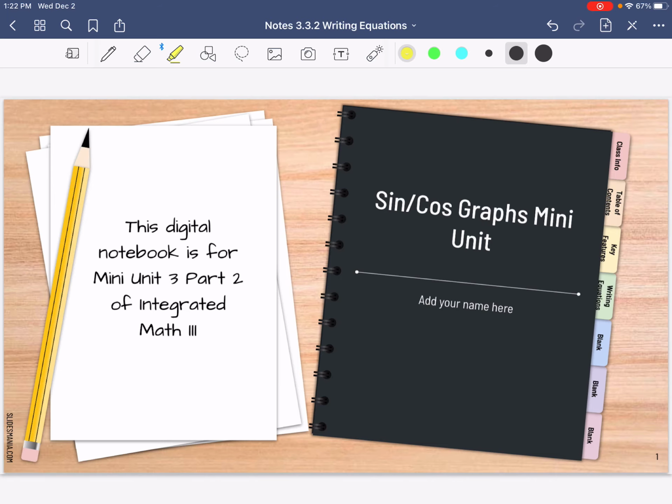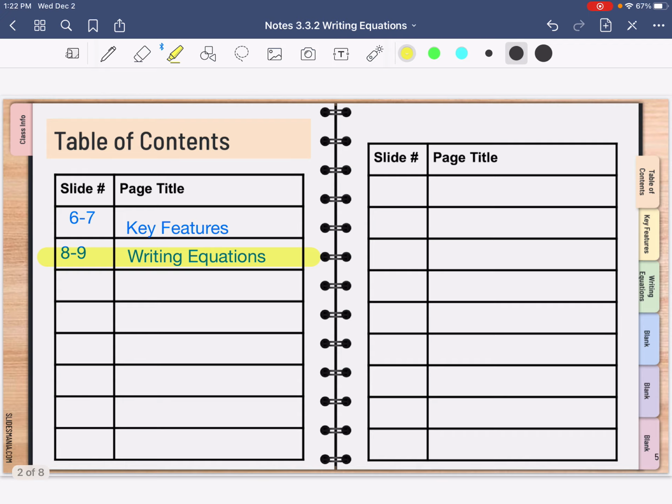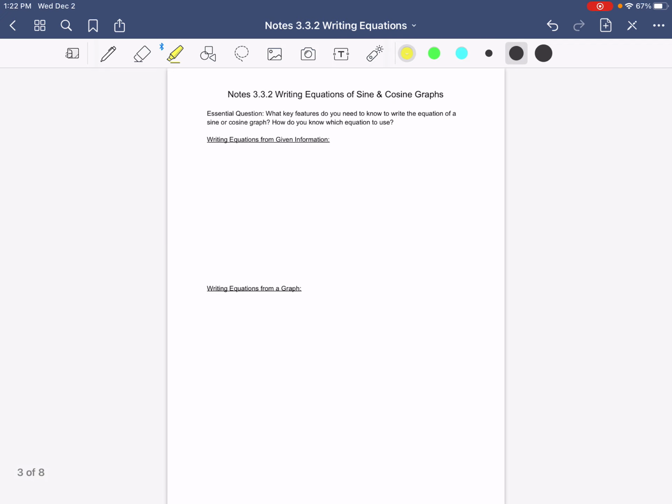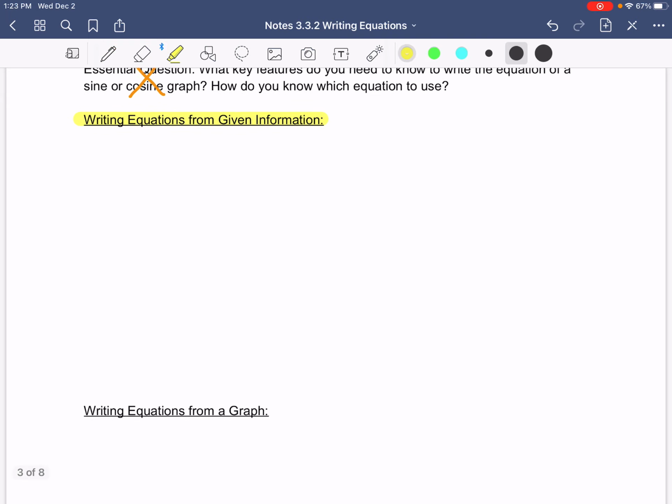Hey guys, these are our notes about writing equations of a sine and cosine curve. Table of contents, slide 8 and 9, just writing equations. At the top of your paper, you can put your title. You don't have to write down your essential question, but we want to be able to answer what key features do you need to know to write the equation of a sine or cosine graph, and how do you know which equation to use. Go ahead and write down writing equations from given information.